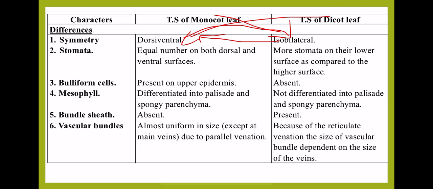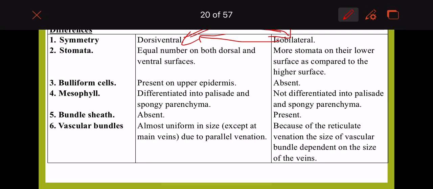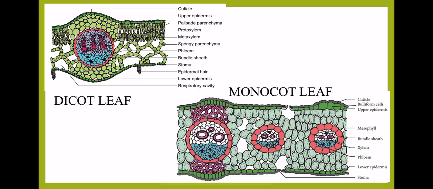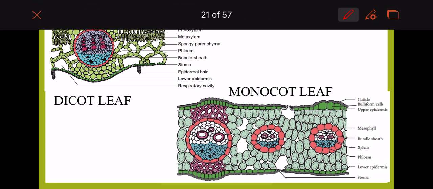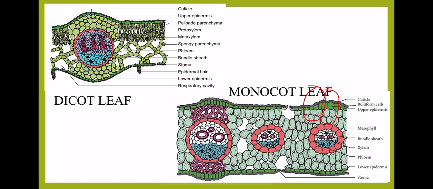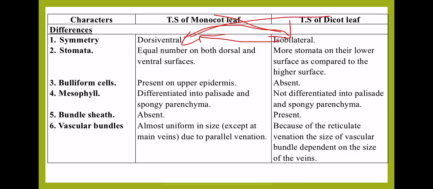Bulliform cells are present on the upper epidermis. Bulliform cell is nothing but a specialized structure. If you look at this, the enlarged, large cells are the bulliform cells. These bulliform cells help in the reduction of water loss in the leaf by curling the leaves. So bulliform cells are present in the monocot leaf, and in the dicot leaf they are absent.